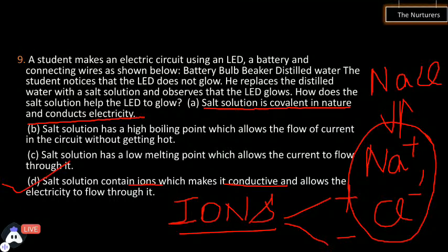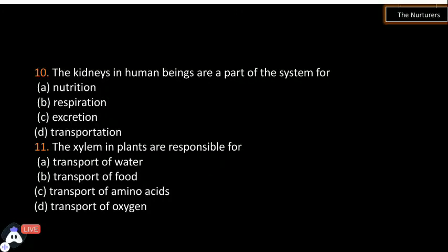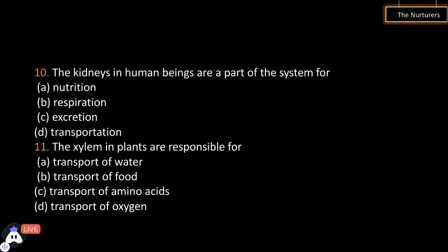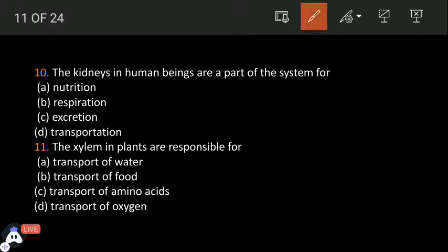Moving ahead to the next one. Yes, now coming to the life processes. The kidney in human beings are a part of the system for. Oh, very easy question. All the four life processes are given to you. What are the four life processes? Yes, nutrition, respiration, excretion, and transportation. Kidneys are present in or are a part of which of the system? Yes, kidneys are an important part of excretory system. So the correct answer would be excretion.